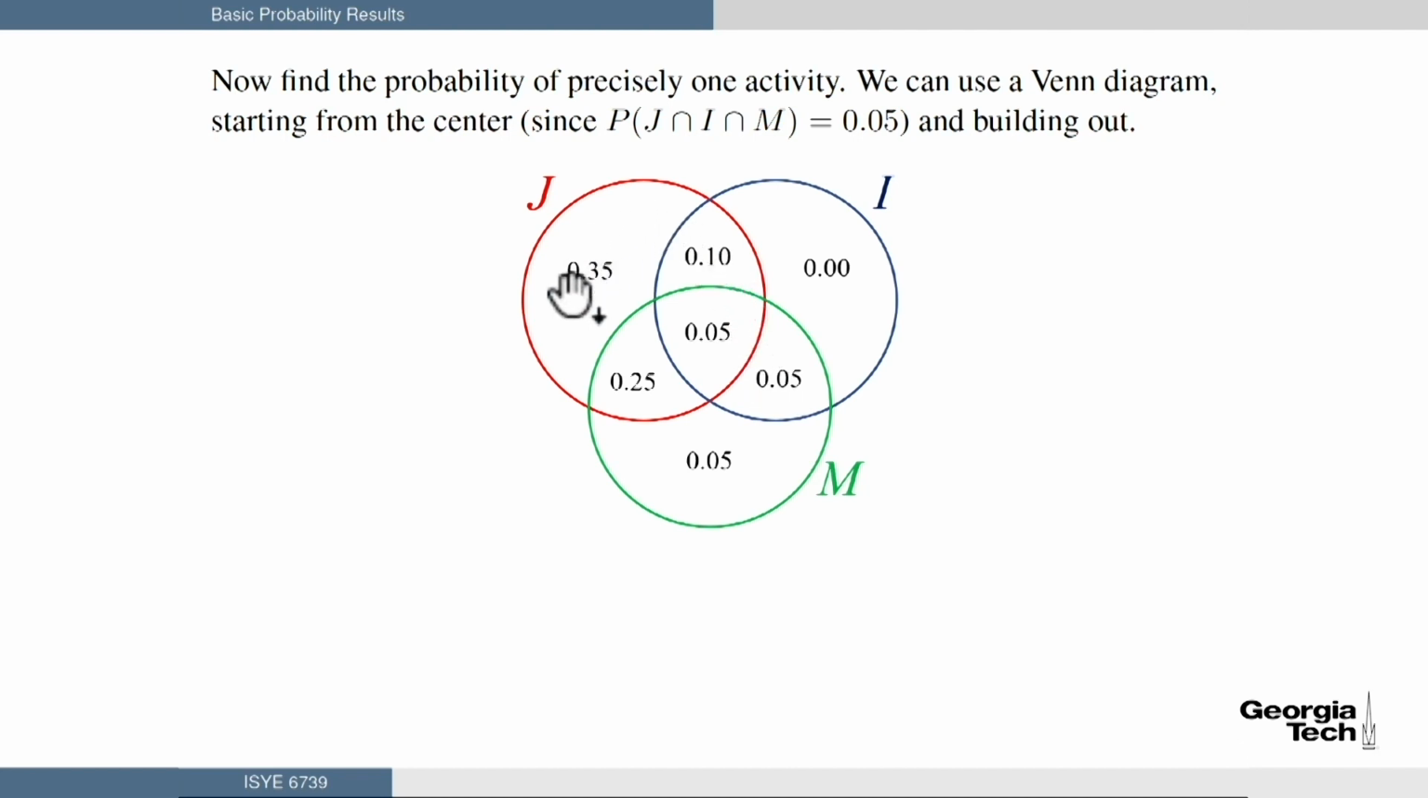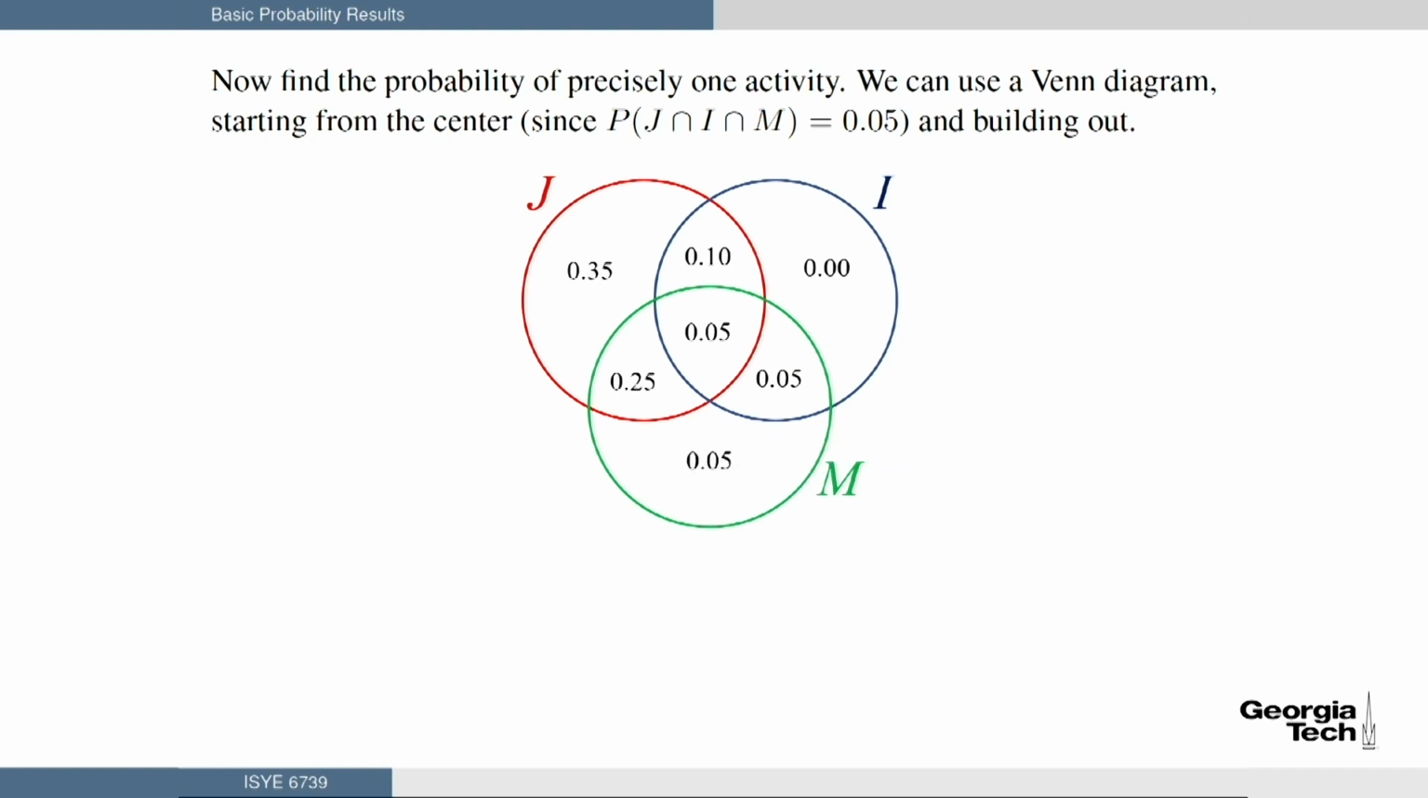In particular, let's look at this. The probability of J, you just add up all these things: 0.35 plus 0.25 plus 0.05 plus 0.1. That looks like 0.75. That's very easy, and that adheres to what we saw on the last page. So now, what do I want in this problem? I want this piece here, only jogging. I want this piece here, only ice cream. And this piece here, only music. And you can see that the answer should be 0.40.